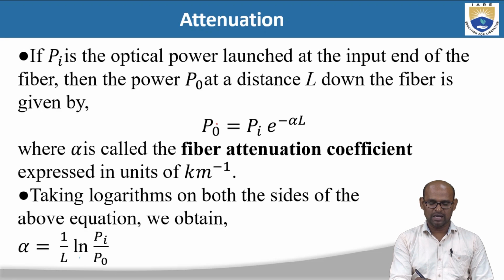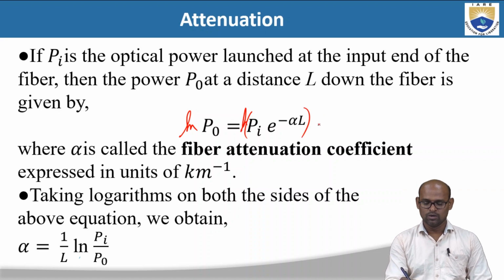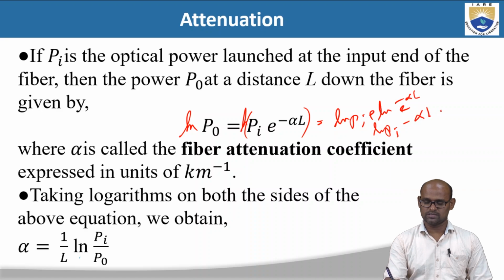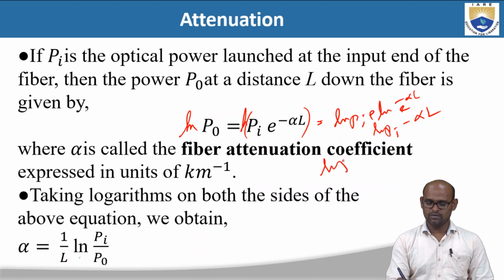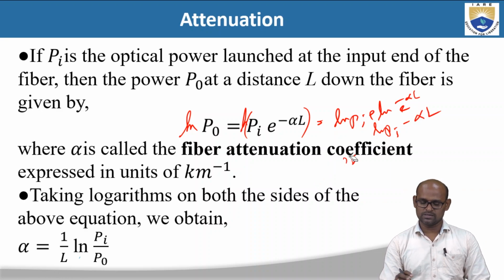Okay, so taking logarithm to this equation, ln PO is ln of Pi into exponential minus alpha L, we will get ln Pi plus ln exponential minus alpha L. So ln Pi plus, since log of exponential of x is x, minus alpha L. So ln PO is equal to ln Pi minus alpha L.